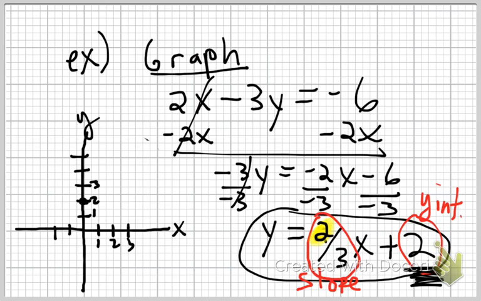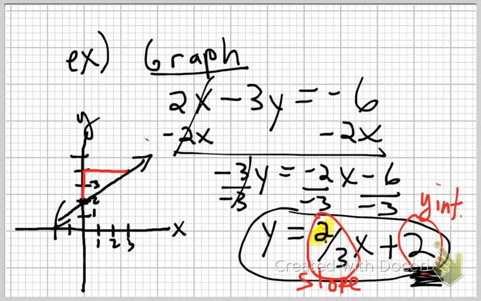2 is my rise. 3 is my run. So from this start point, I'm going to rise 2, 1, 2, and run 3. And I don't know if you can see what I did there. My pen's acting fussy, but okay. I'll draw that in red now. What I did was I rise 2, run 3, boom, and now I'm going to connect the dots. I'll do that back in black.